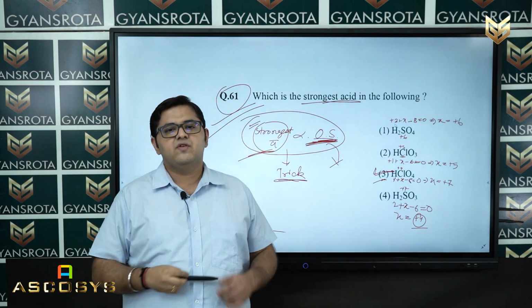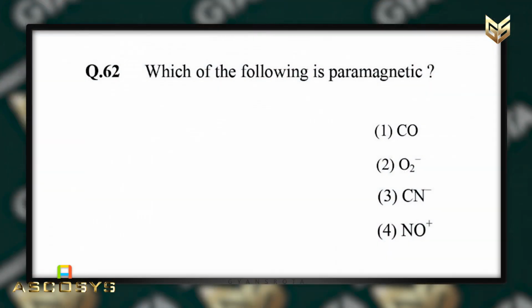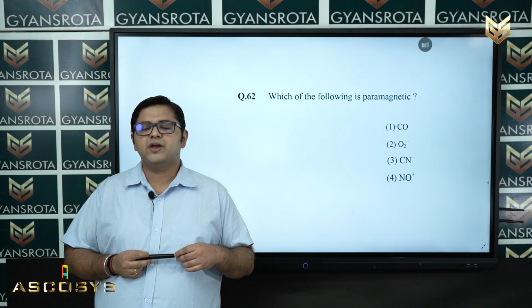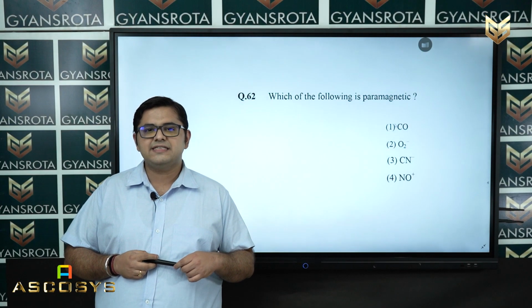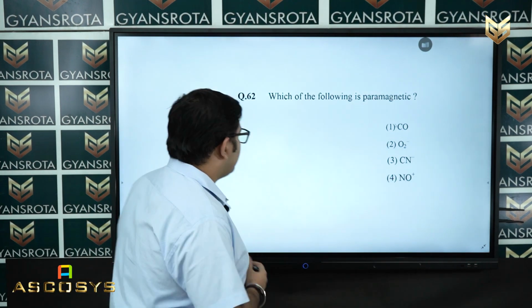oxoacids. So, now we are moving to another question, that is question number 62. Question number 62 is on your screen. Which of the following is paramagnetic? So, this question comes from your chemical bonding chapter of your class 11 NCERT. So, now we are moving to the solution part.